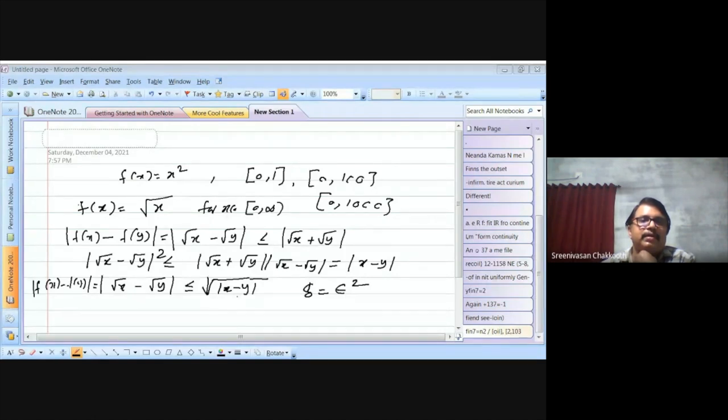So as I told you earlier, the growth of this function is smaller compared to the linear function f of x equal to x. F of x equal to x is uniformly continuous in R. But we saw that f of x equal to x squared is not uniformly continuous in the interval 0 to infinity. This function, the square root, is uniformly continuous in the same interval. Function f of x equal to x is uniformly continuous in R itself.